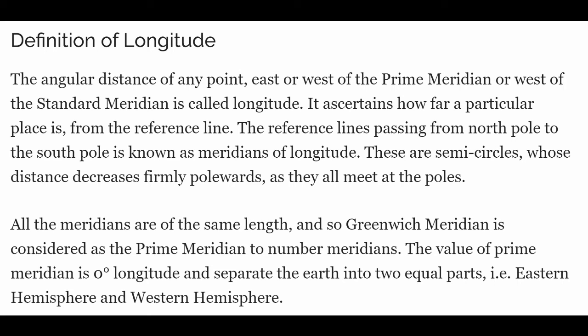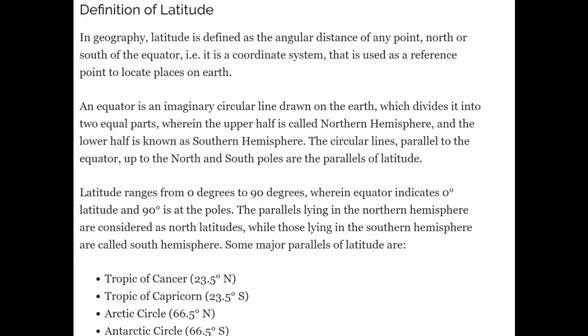All the meridians are of the same length, and so the Greenwich meridian is considered as the prime meridian to number meridians. The value of the prime meridian is 0 degrees longitude, and it separates the earth into two equal parts, i.e. the Eastern Hemisphere and Western Hemisphere. And we'll definitely get back to that prime meridian later when we come to doing ham radios.